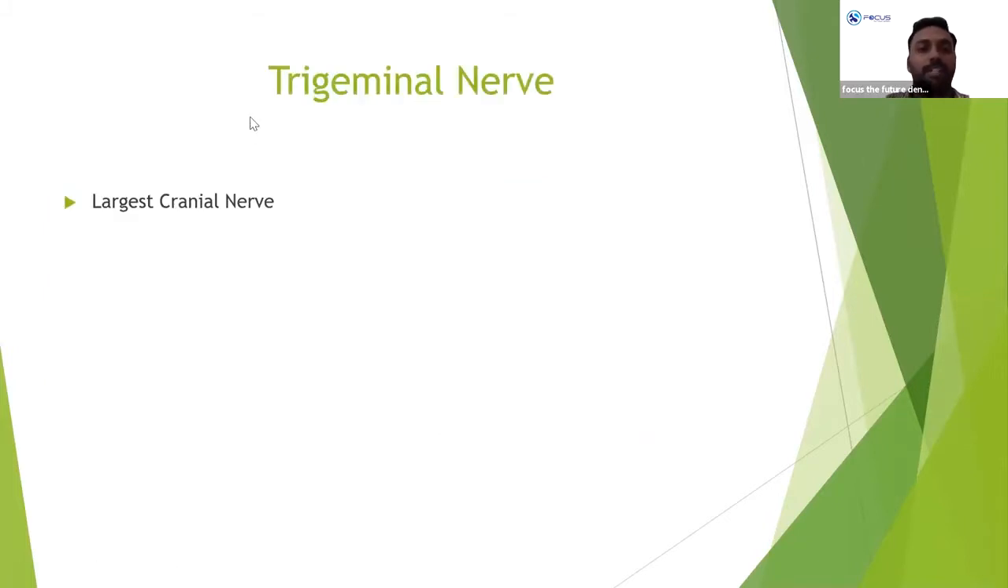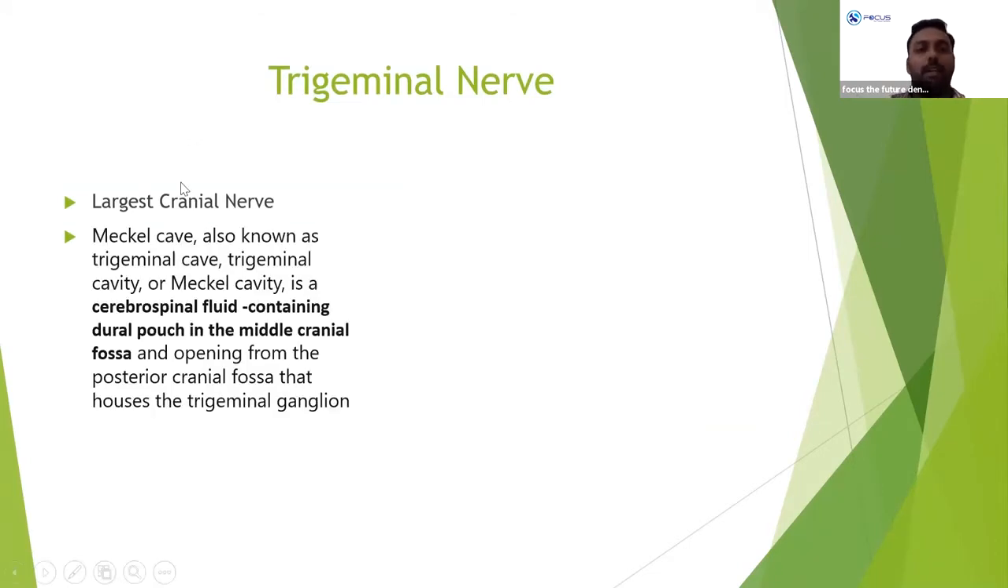Now let's talk about the trigeminal nerve. This is the largest cranial nerve. Now, have you heard of this term, Meckel's cave? And what do you understand by Meckel's cave? So Meckel's cave is also known as Meckel's cavity or trigeminal cavity. Trigeminal cave is a cerebrospinal fluid containing dural pouch in the middle cranial fossa.